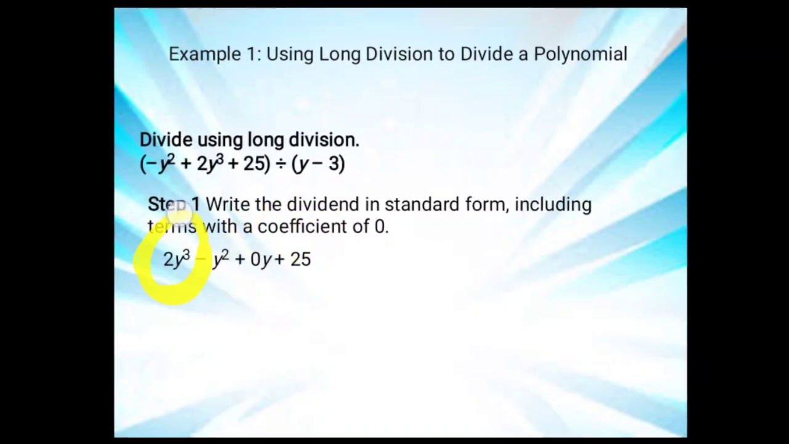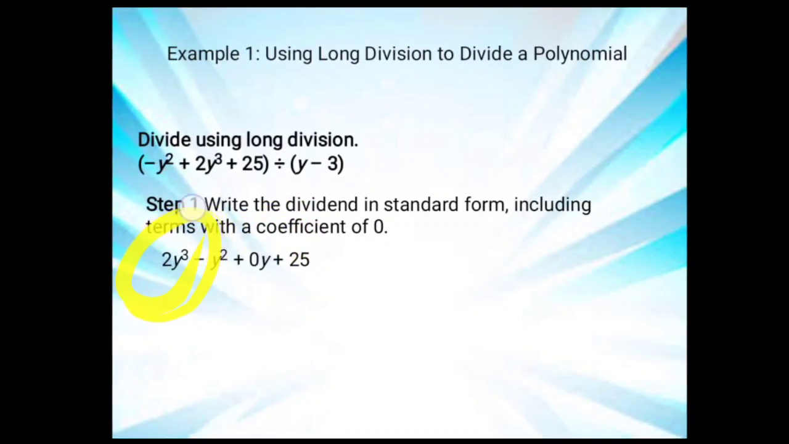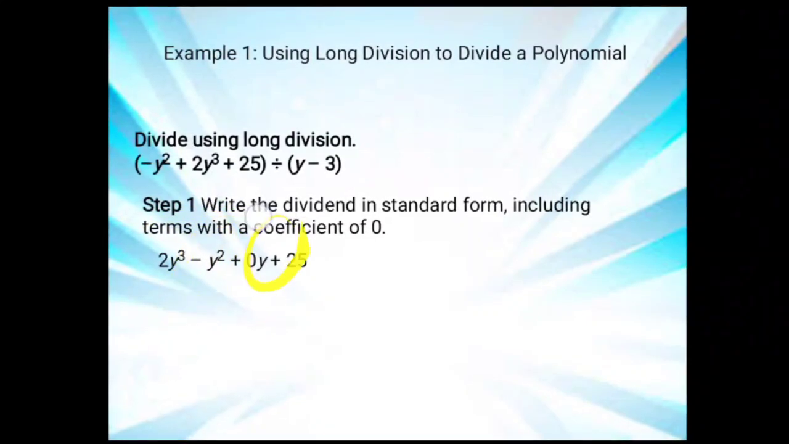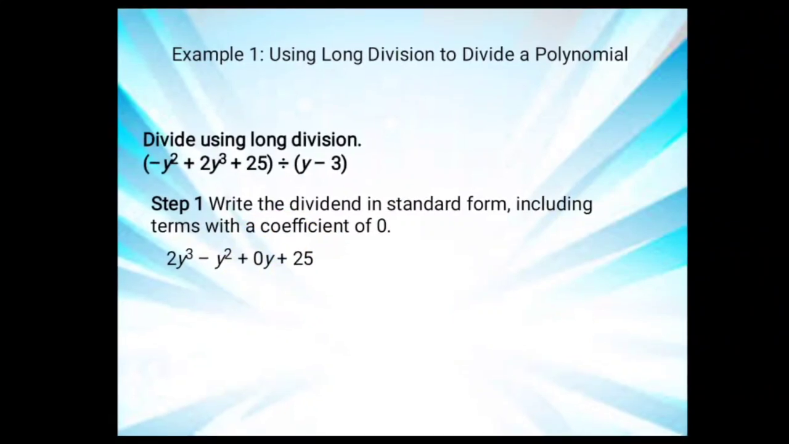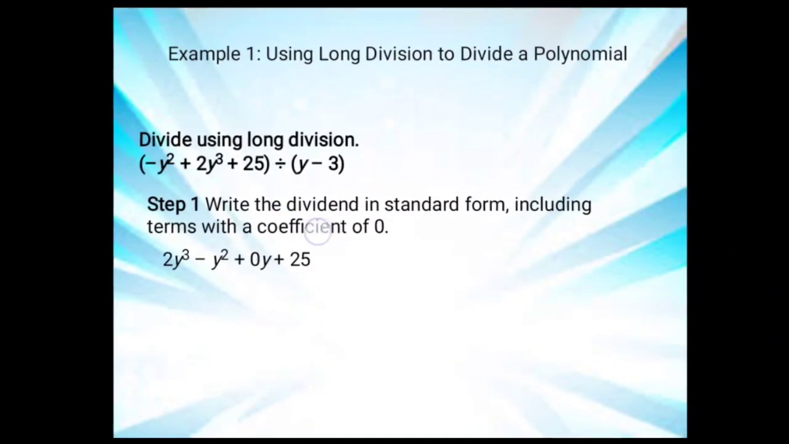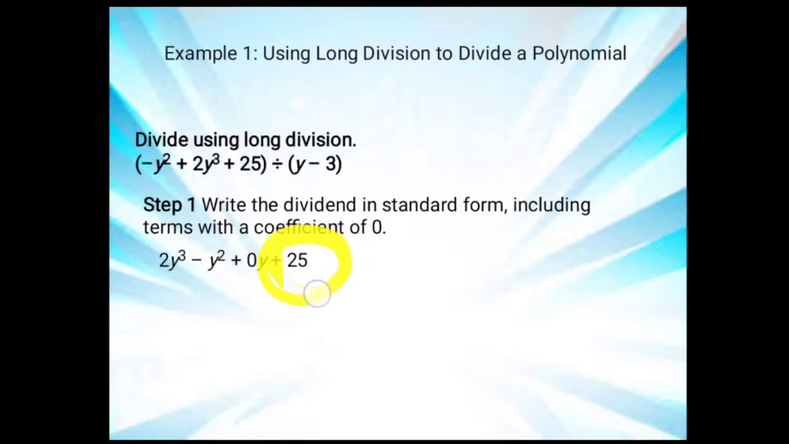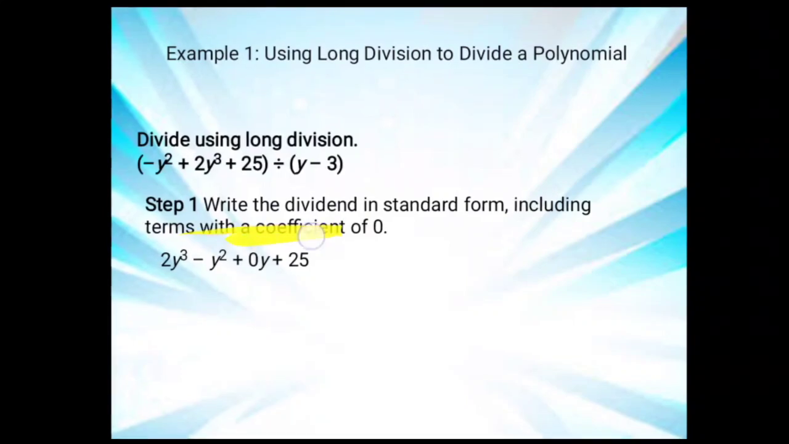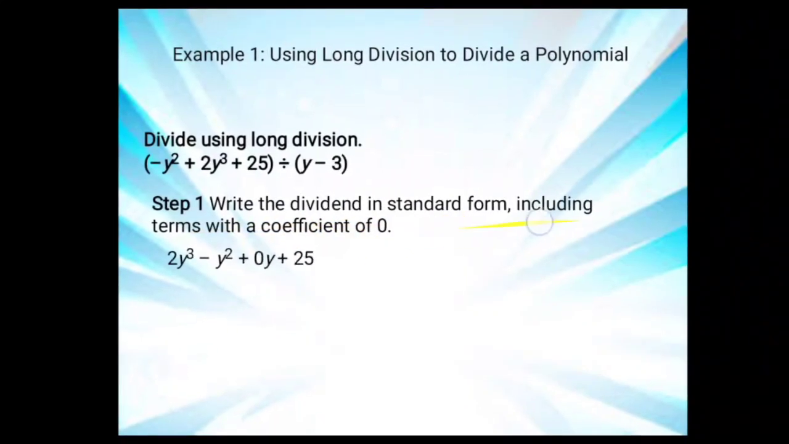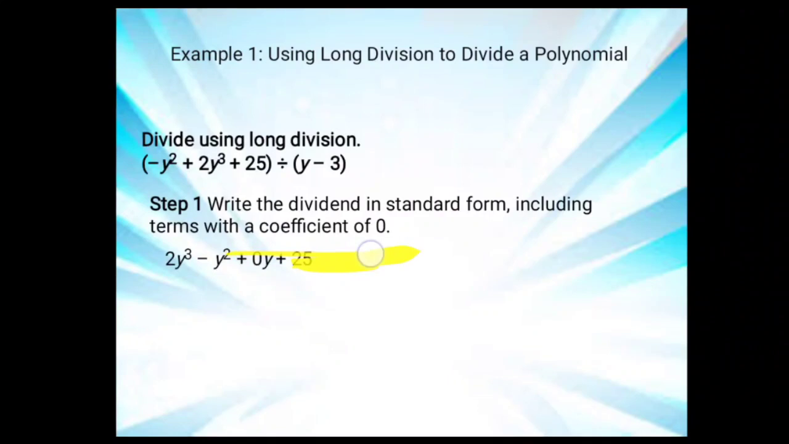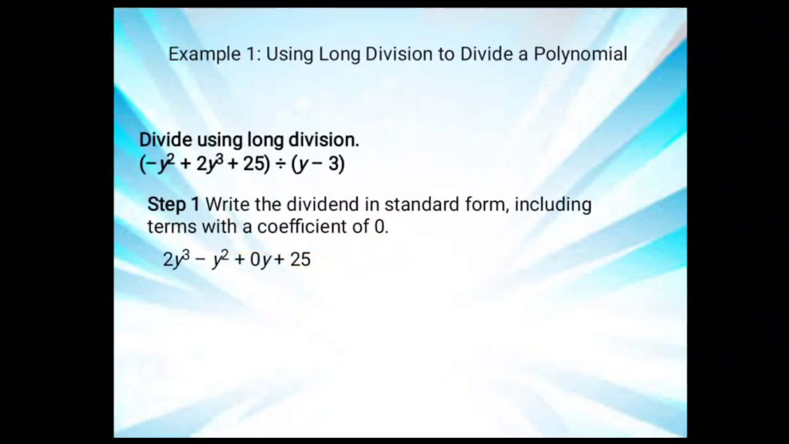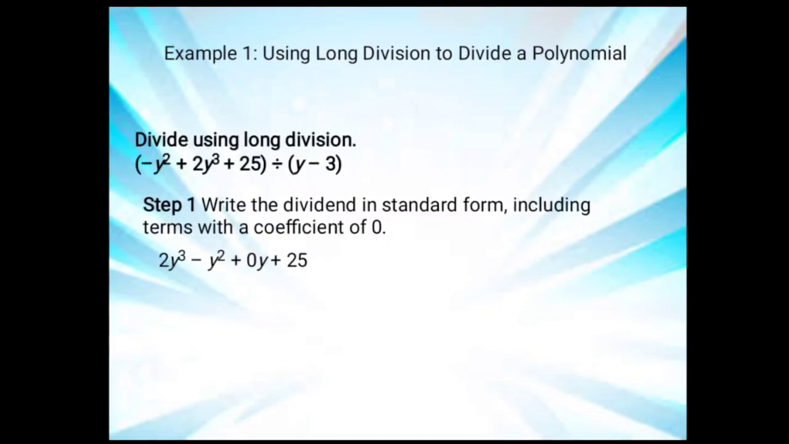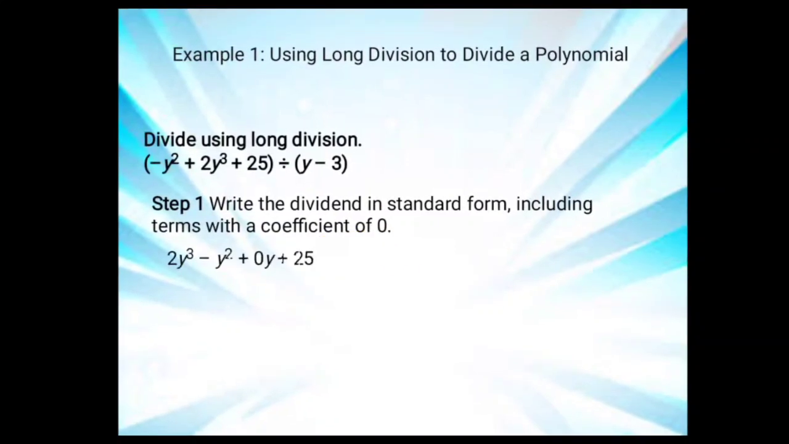Again, the exponent of this term is 3, the exponent of this term is 2, the exponent of this term is 1. Therefore, the last term should be the constant. There is no exponent. That is how you write the dividend in standard form, including terms with coefficient of 0. You have to add the missing term wherein its coefficient is 0, if any.